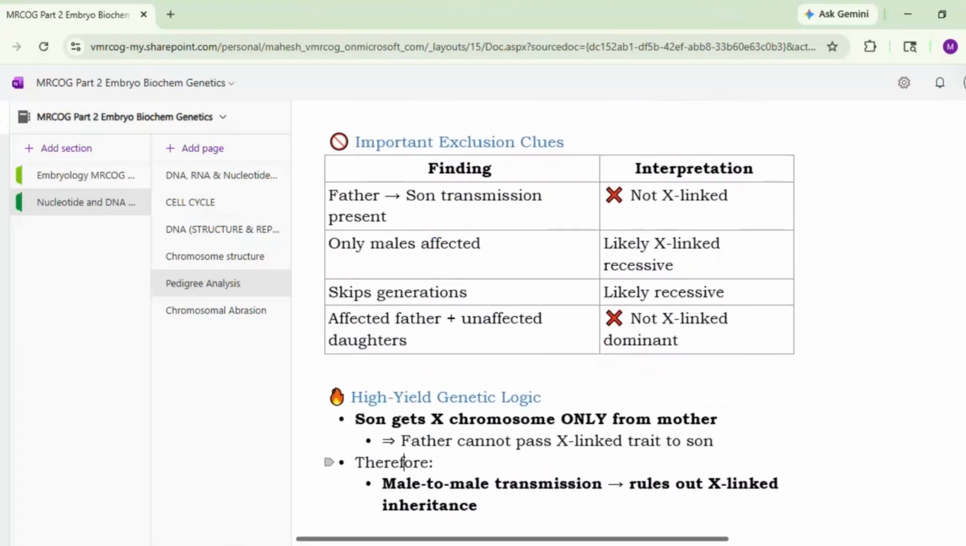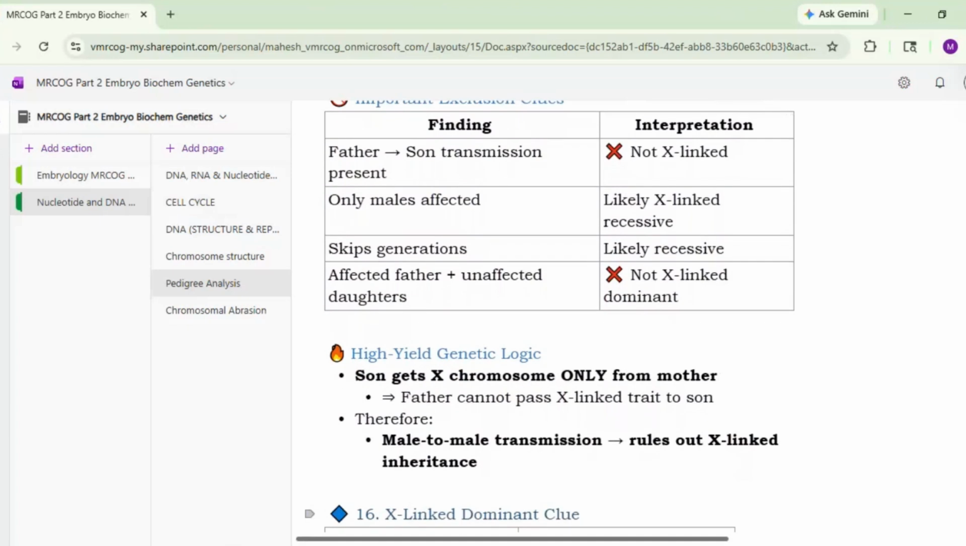Now let us see further. A son gets the X chromosome only from the mother. The father cannot pass an X-linked trait to the son. So for an X-linked trait, the father will never transmit to the son. If there is father to son transmission, that means it is not X-linked. This is how we should rule it out. Look at the pedigree: whether the males are getting affected, whether the females are getting affected, whether the father is transmitting to the son or not. This is all you have to look at in the chart and then interpret. Therefore, male to male transmission rules out X-linked inheritance.